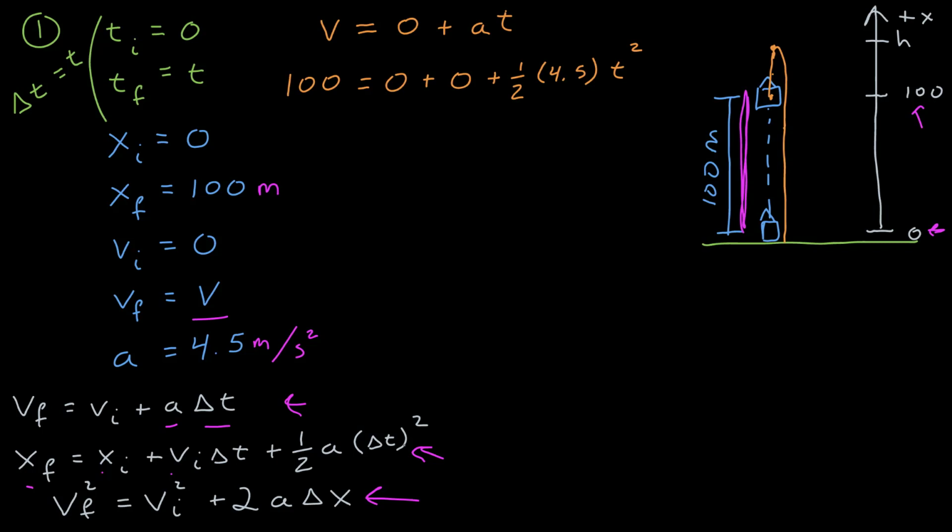Putting in my numbers, final position is 100, initial position is 0, initial velocity is 0, then 1/2 a time interval squared delta t, but delta t is just t. And now I can solve for t by multiplying both sides by 2 and dividing by 4.5, and then taking the square root of both sides to get 6.66 repeating. When I saw that number, 6 repeating, that immediately drew a red flag for me.